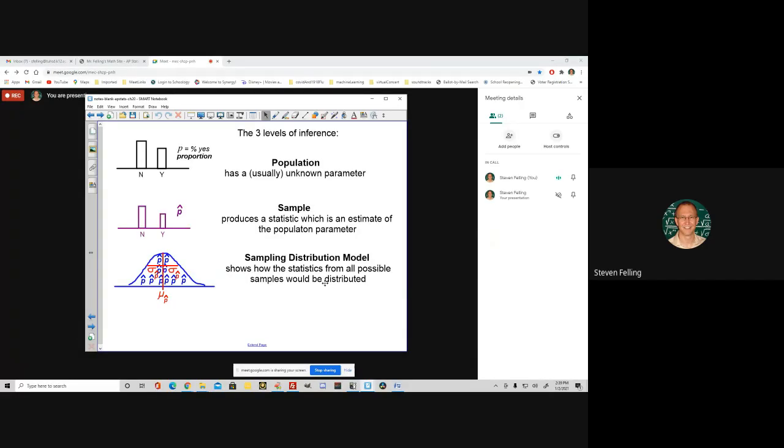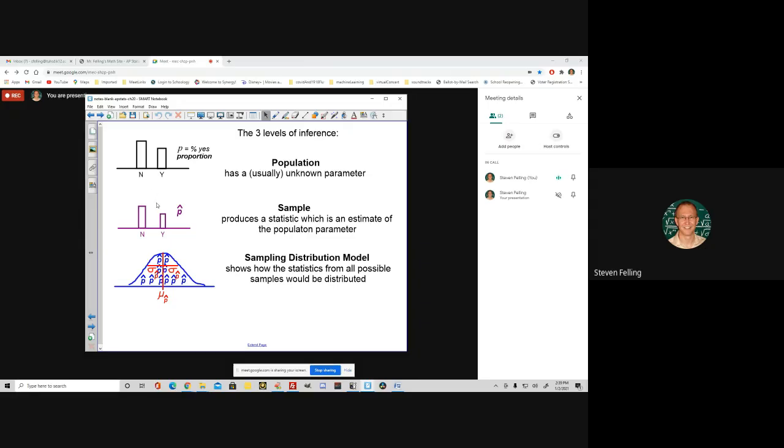First of all, let's review that we know that there are three different levels of inference, right? We have the population level, which is what we're studying. And if we have categorical data, we have some no's, some yeses, and p is the proportion of the population that's yes. That's a parameter. Parameters go with populations, so it's something we're trying to study.